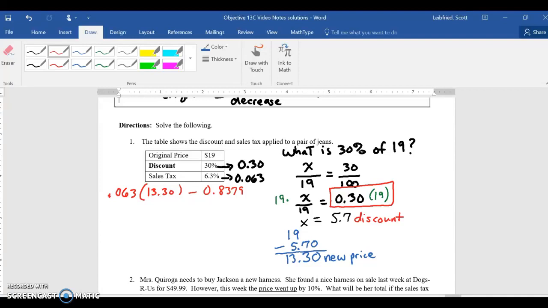So what we're going to do is we're going to take 13.30, and we're going to add in 0.83. So we're going to take 13.30, add in 0.83 on our calculators. You get 13.